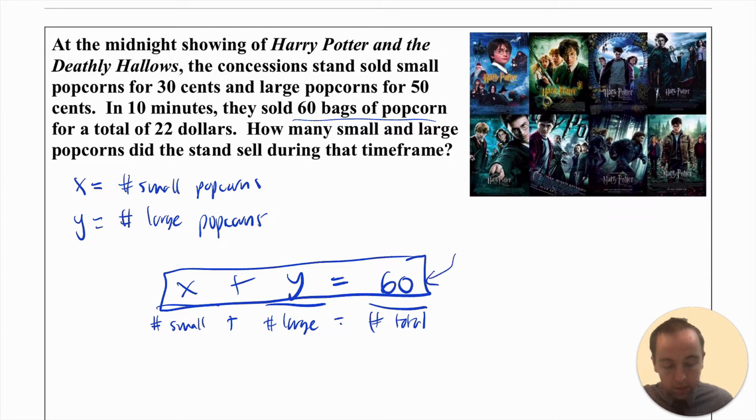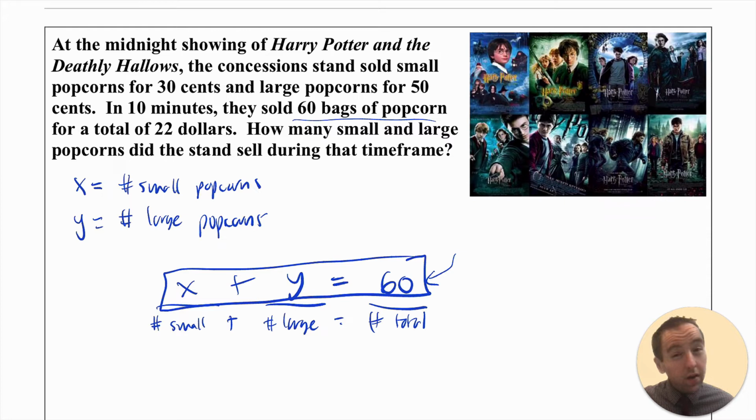Now, because that equation has two different variables, we don't have a unique answer because, for example, X could be 32, meaning Y would have to be 28, or X would be negative 2 and Y would have to be 62. Now, of course, that wouldn't make sense because you can't have negative bags of popcorn, but you get the idea. So in order to get a unique value for X and Y, if that's possible, we need another equation at least to get a unique solution for two variables.